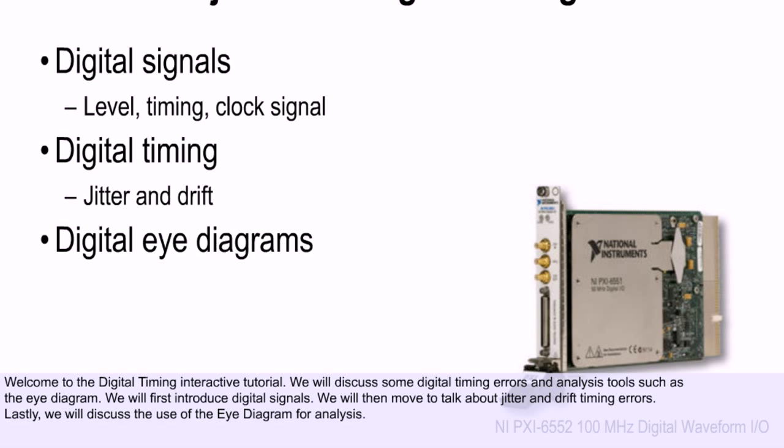Welcome to the Digital Timing Interactive tutorial. We will discuss some digital timing errors and analysis tools such as the eye diagram. We will first introduce digital signals. We will then move to talk about jitter and drift timing errors. And lastly, we will discuss the use of the eye diagram for analysis.